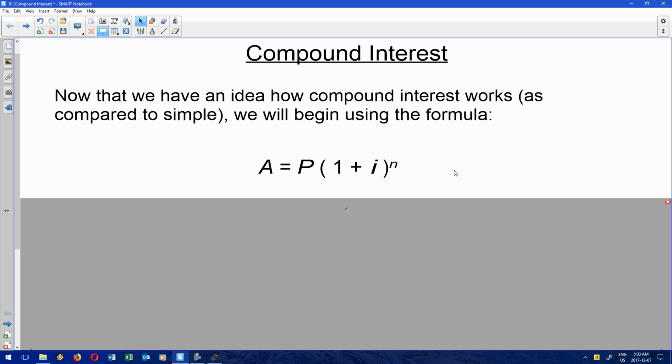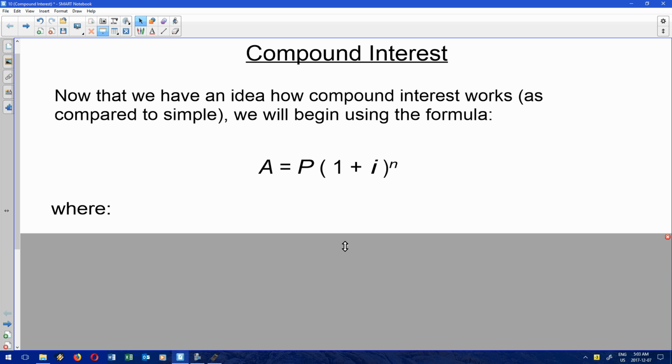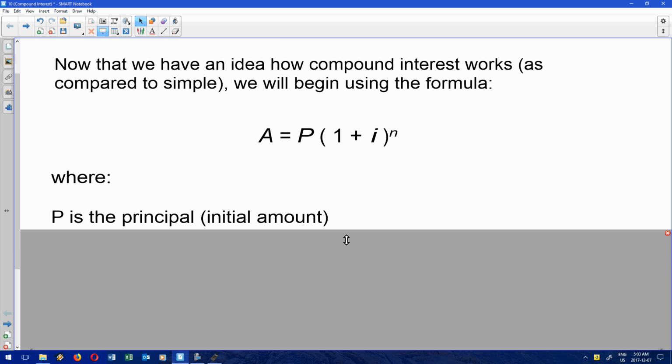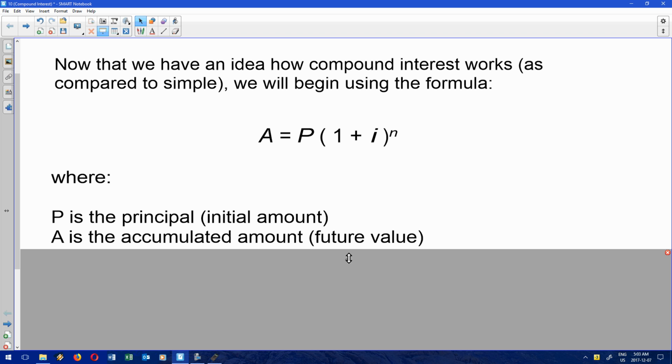And at the bottom there, you've got some blanks to fill in. So here's what the different pieces mean. The P, once again, stands for principal. So that's how much money you're starting with. The A stands for accumulated amount or final amount, or sometimes you might hear that called future value. So that's how much you will have when the process is over. So this is the final amount with the interest added in.